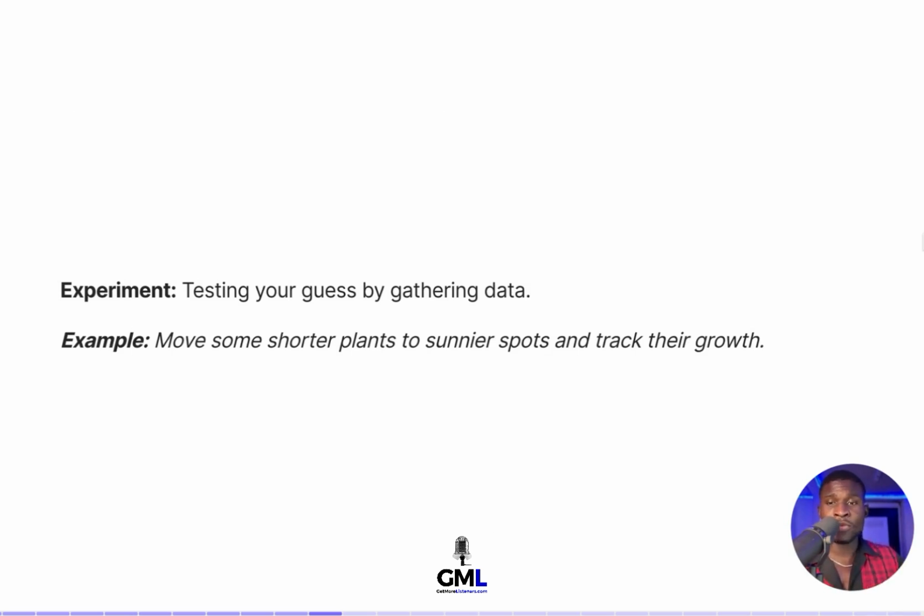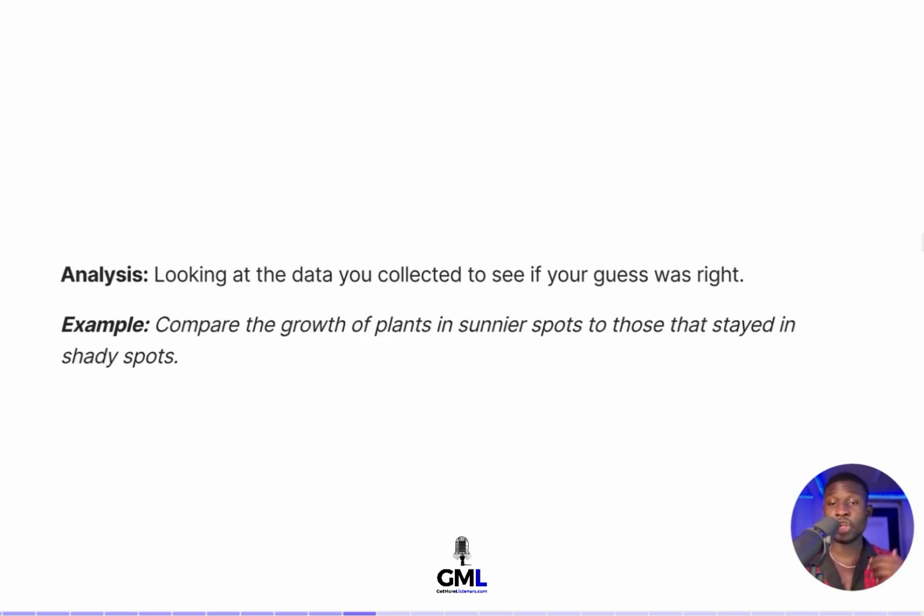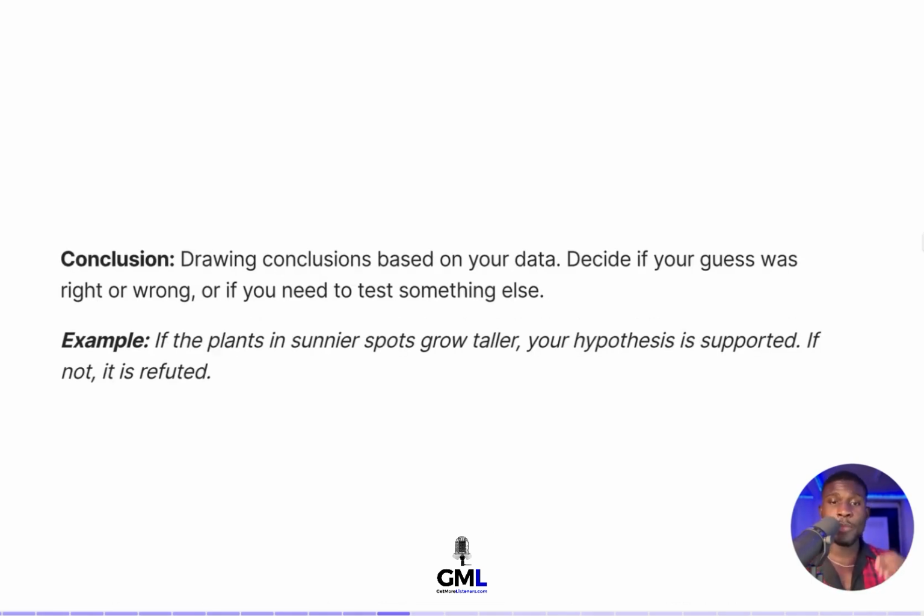So then you have to test. When it comes to experimentation, you test your hypothesis by gathering data. An example could be, you move some shorter plants into a sunnier spot and track their growth, or you plant some seeds in the sunnier spot and track their growth. Next, you analyze. Looking at the data you collect, you see if your guess, your hypothesis, was right or wrong. An example, you compare the growth of plants in a sunnier spot versus those that stayed in a shady spot. The conclusion: you draw a conclusion based on your data, decide if your guess was right or wrong, and if you need to start a test or if you need to test something else.